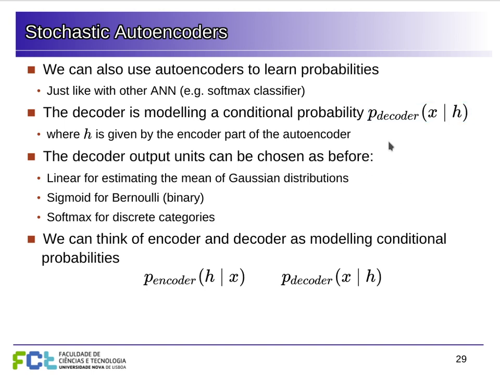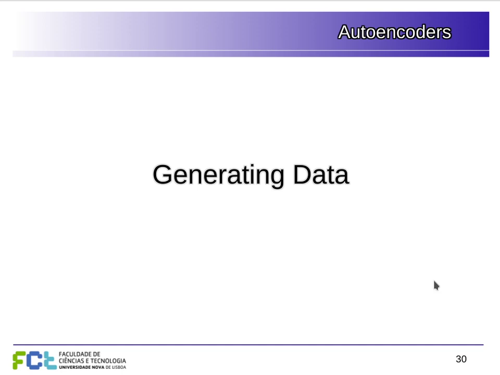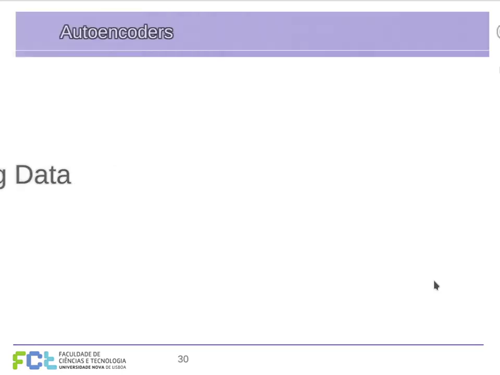So here we could use some kind of distribution for the encoding or something like that. But let's think of this as the encoder giving us some probability distribution for the hidden representation based on the input, and then the decoder giving us some distribution for the values based on the hidden representation. So we could, in theory, use this to generate data.